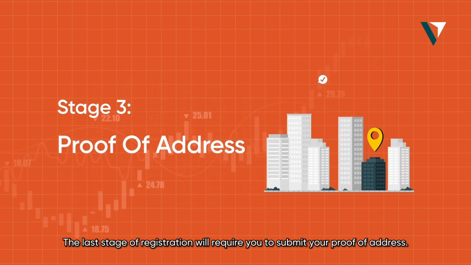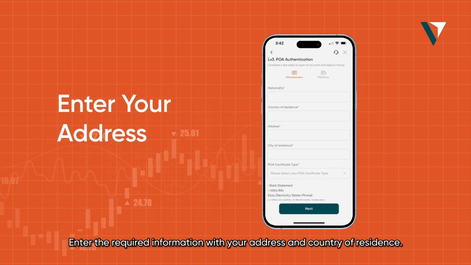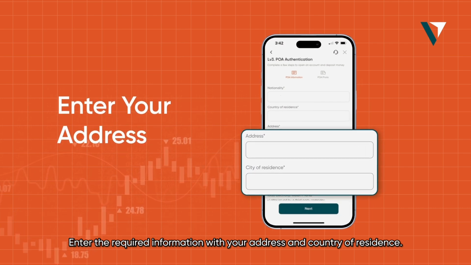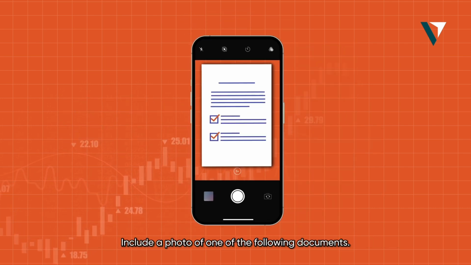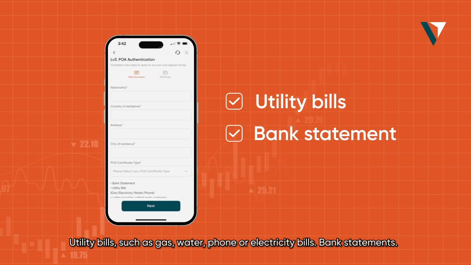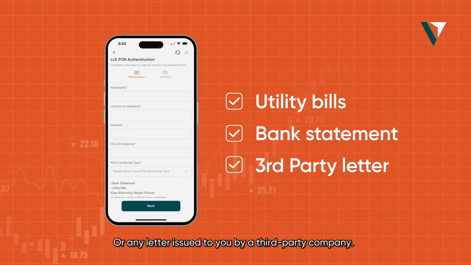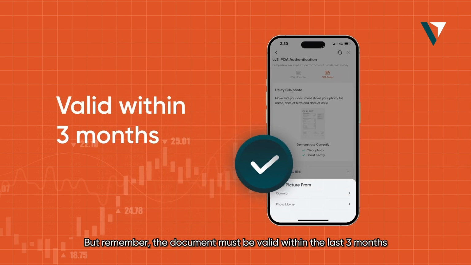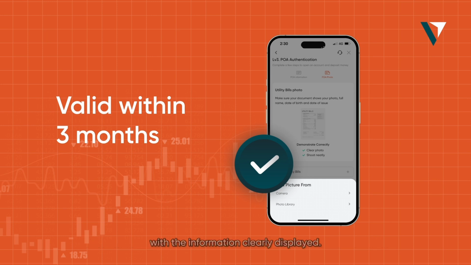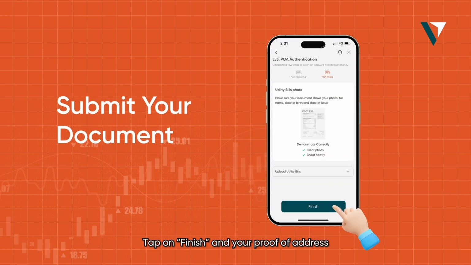The last stage of registration will require you to submit your proof of address. Enter the required information with your address and country of residence. Include a photo of one of the following documents: utility bills, such as gas, water, phone, or electricity bills, bank statements, or any letter issued to you by a third-party company. But remember, the document must be valid within the last 3 months, with the information clearly displayed. Tap on Finish and your proof of address will be immediately submitted to our team for review.